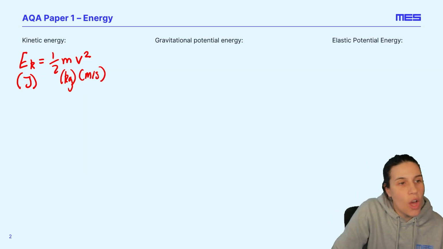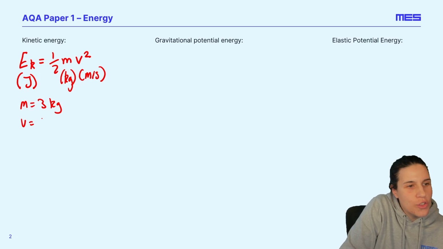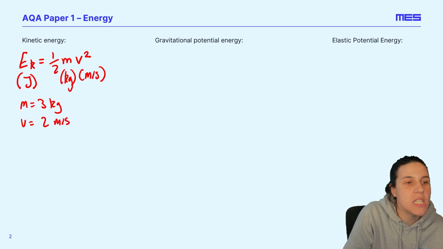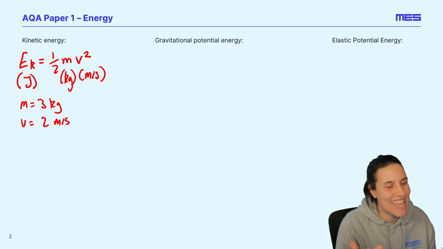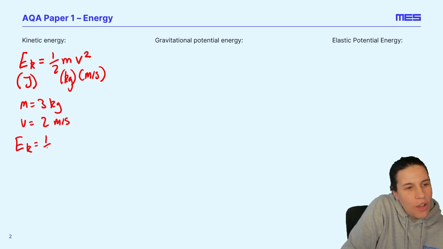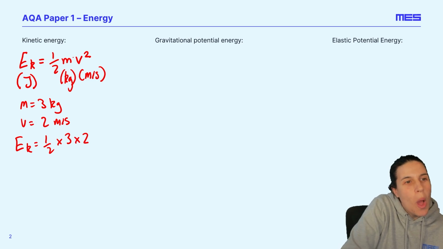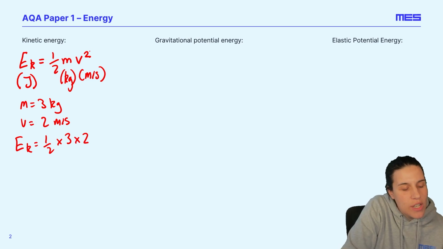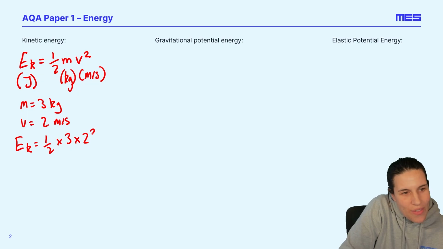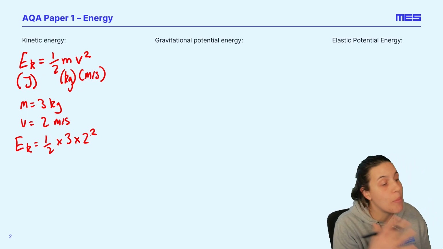So let's say that I've got a ball that's got a mass of 3 kilograms and a velocity of 2 meters per second, and I want to work out its kinetic energy. So the kinetic energy is equal to a half multiplied by the mass, which is 3, multiplied by the velocity, which is 2. But as you can see here in the equation, the velocity is squared. So I'm going to square that velocity. So that 2 is squared. It's only the 2 I'm going to square. I'm not going to square the rest of it.